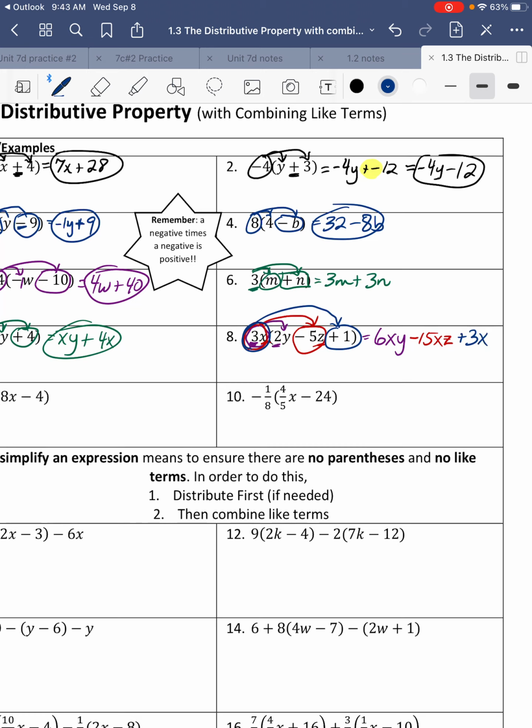Now I'm going to look at, do we have any like terms? 6xy's, 15xz's. Those xy's and xz's are not the same, and then just x. Nope, no like terms. That's our final answer.